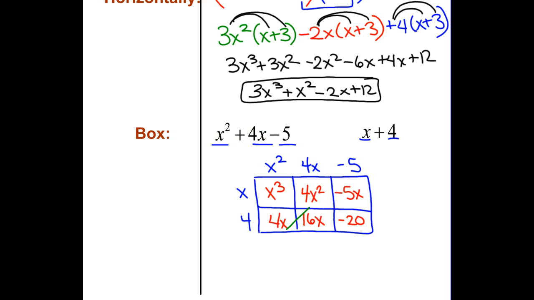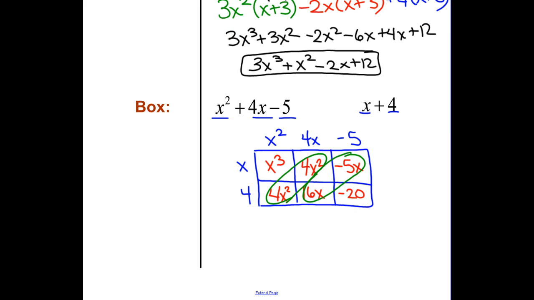And if you notice, my like terms are, and I forgot my squared on that one, diagonal to each other. The x cubed and the negative 20 don't have any like terms, so they're just going to stay what they are right there. So we're going to end up with x cubed. Now 4x squared plus 4x squared is going to be plus 8x squared. 6x minus 5x is going to be positive 1x, and then minus 20.